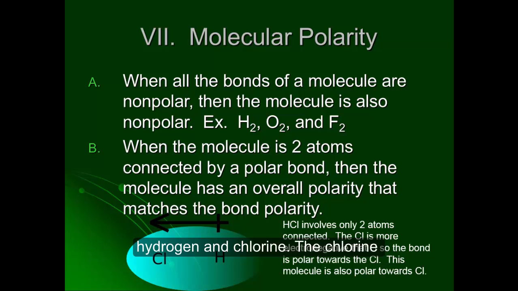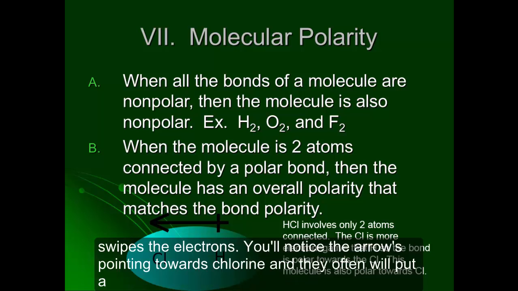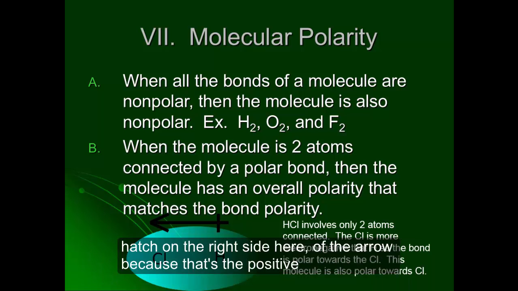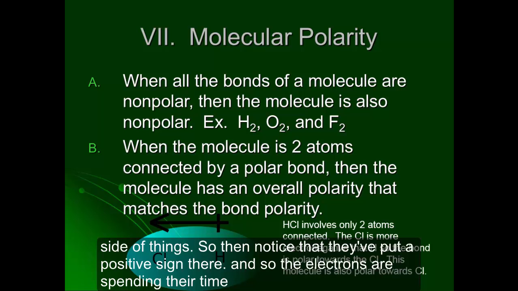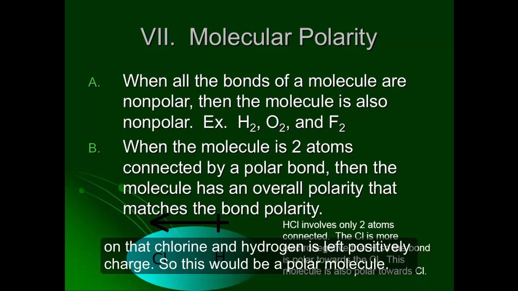Here we have hydrogen and chlorine. The chlorine swipes the electrons. You'll notice the arrows pointed towards chlorine, and they often will put a hatch on the right side here of the arrow because that's the positive side of things. So notice they put a positive sign there. And so the electrons are spending their time around that chlorine, and the hydrogen is left positively charged. So this would be a polar molecule.